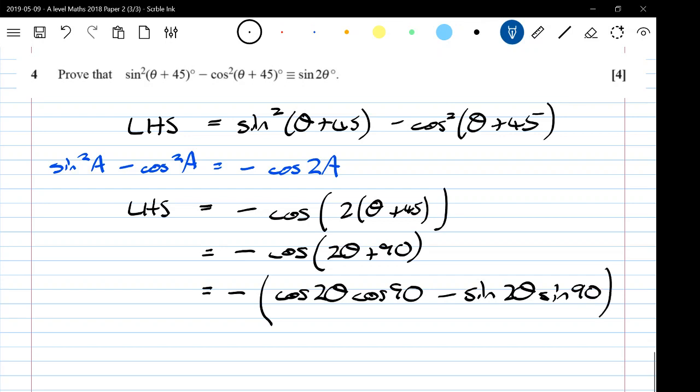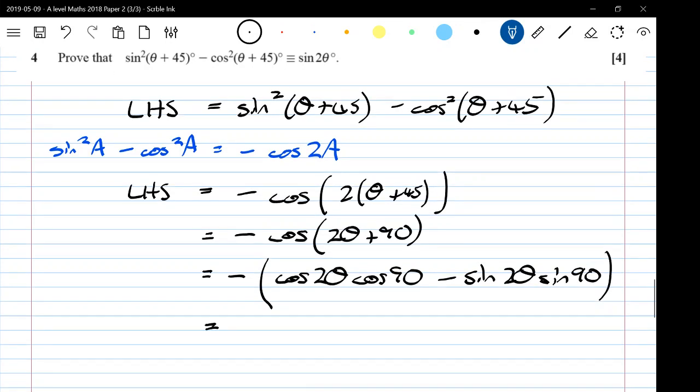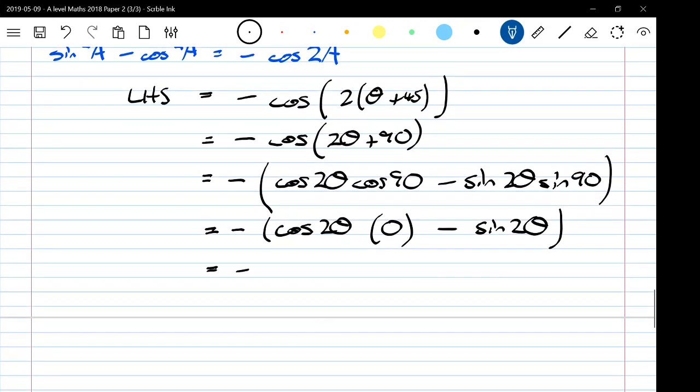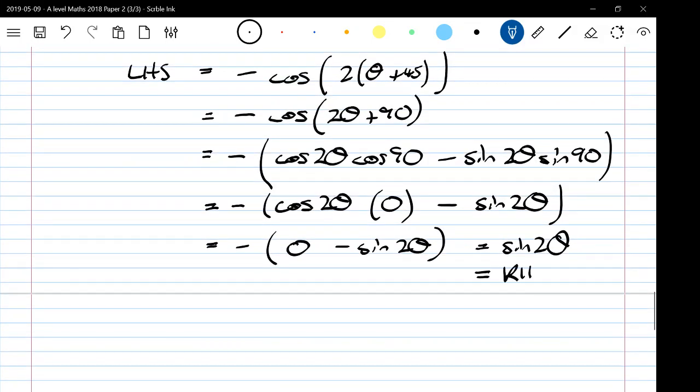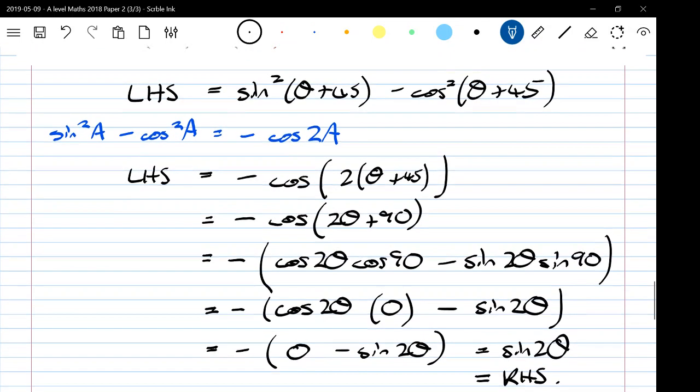So it looks like that. The cosine of 90 is 0, so that is the minus of cos 2 theta times 0. The sine of 90 is 1, so minus sine 2 theta. We've got the negative of 0 minus sine 2 theta. I've maybe done too many lines here in the end, but that's equal to sine 2 theta, which is what we wanted, wasn't it? Which equals the right-hand side. And that was the way I did it.